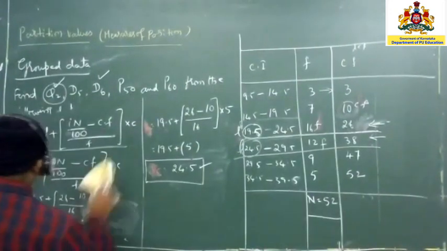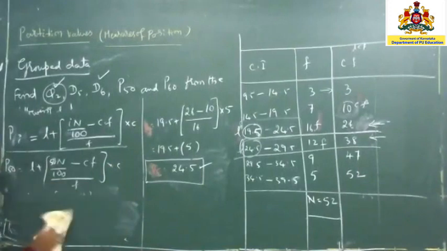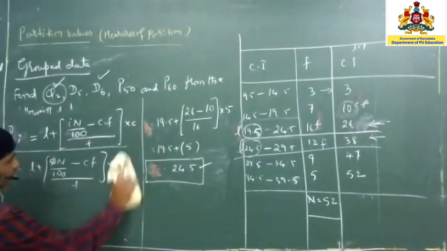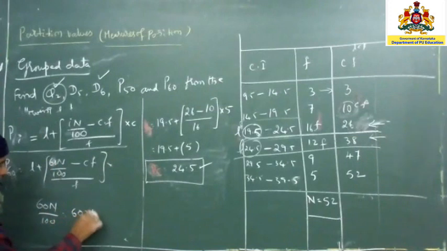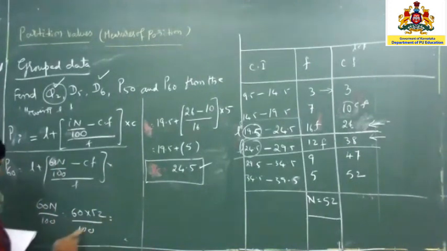So hope you people have understood already. P60 in the sense, what is the number I have to change? Only in place of 50, I have to write 60. So if I write 60 here, it's 60n. So first I have to calculate 60n divided by 100. So that is 60 into 52 divided by 100. After simplification, how much are you going to get? Just calculate it, 60 into 52 divided by 100. Use your calculator and do this part.